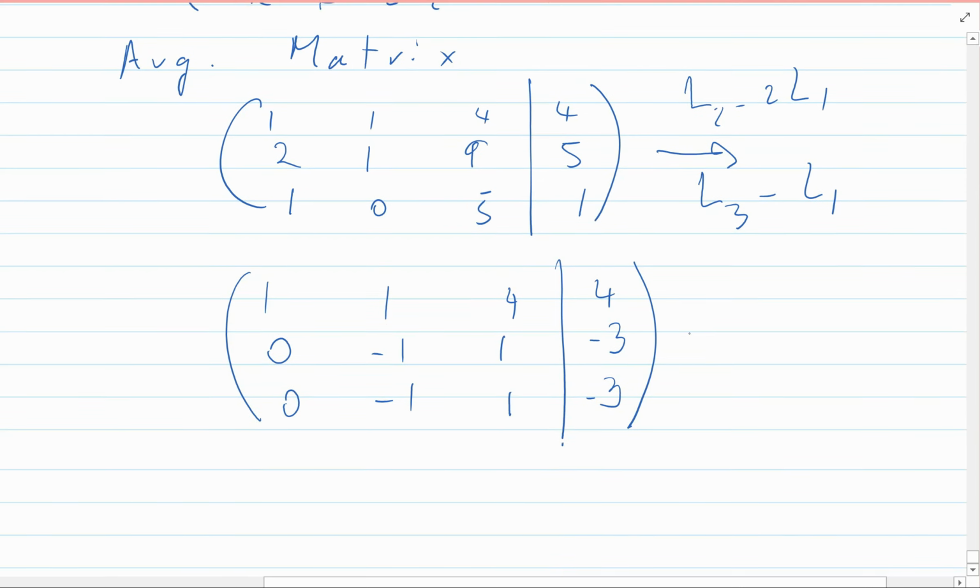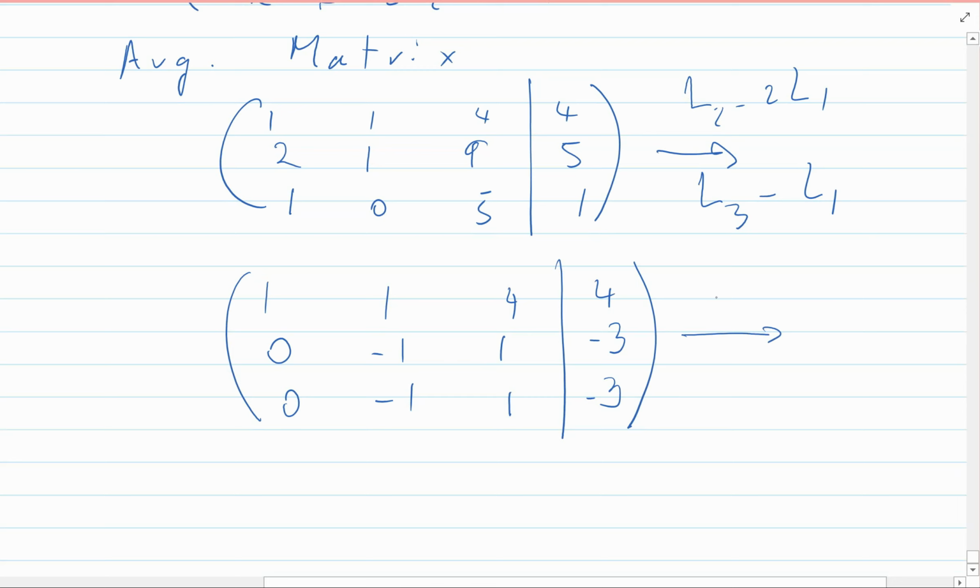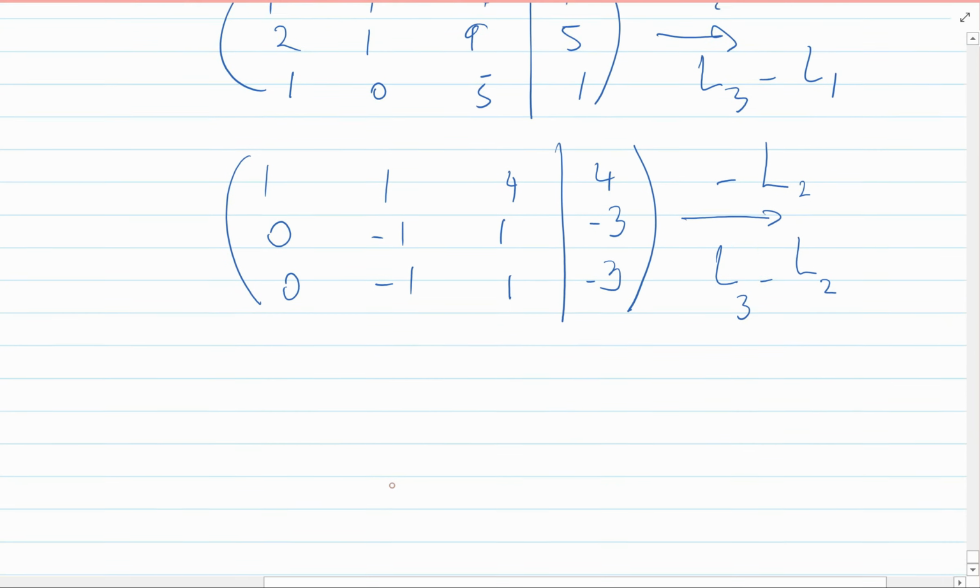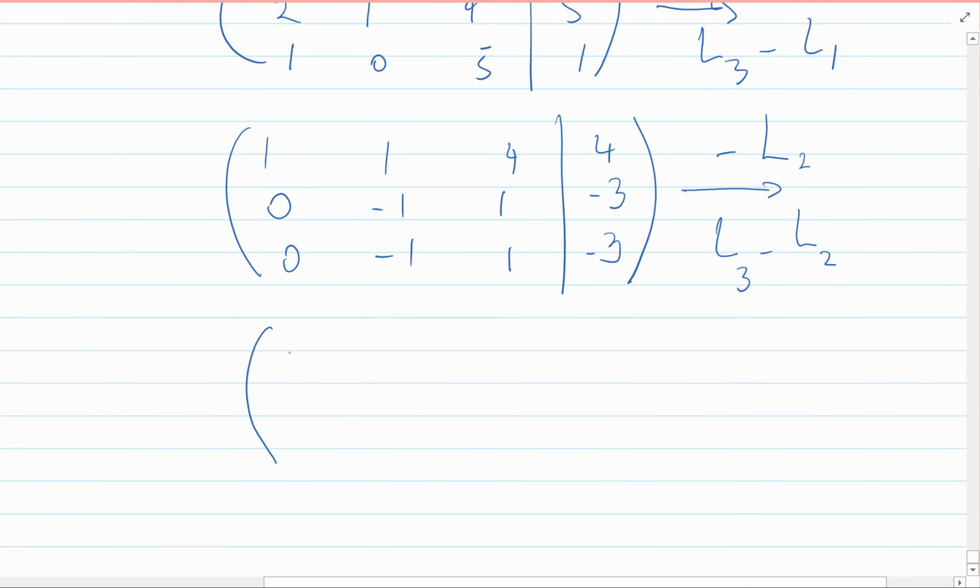Okay, so pay attention now. Look at the second row and the third row. They are the same. So I'm going to do L3 minus L2. So what do I get? I will get 1, 1, 4, 4, 0, 1, minus 1, 3, and 0, 0, 0, 0.